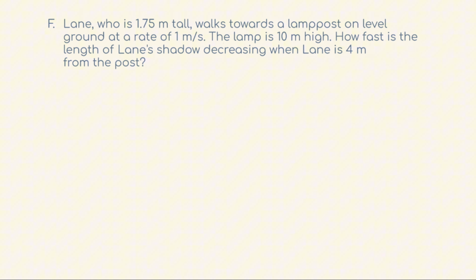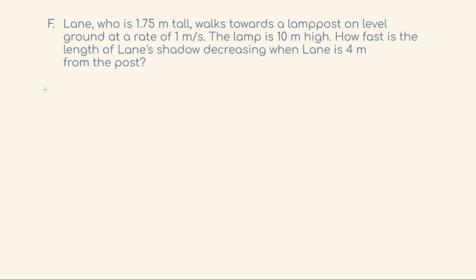Lane, who is 1.75 meters tall, walks towards a lamppost on level ground at a rate of 1 meter per second. The lamp is 10 meters high. How fast is the length of Lane's shadow decreasing when Lane is 4 meters from the post?